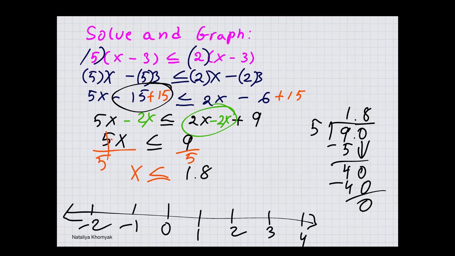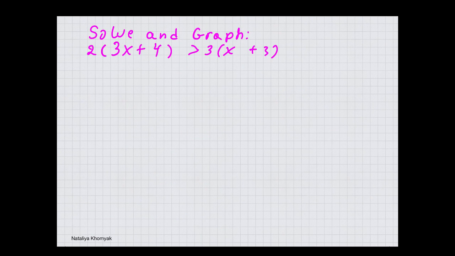So 1.8 will be between 1 and 2, very close to 2, almost 2. So here's my circle. Now we have this or equal to, so my bubble will be filled in. That's how we graph or equal to, which means I can use 1.8 itself. And this is less than, all the less than values. So all the numbers that are less than 1.8 are to the left. And here's my solution.